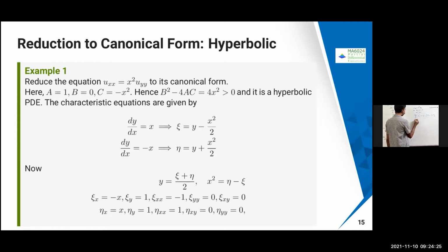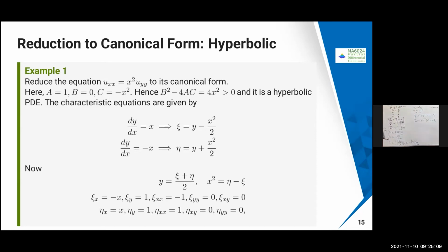Similarly, for the other case, in the eta case, you are going to get dy by dx equal to, here there is a minus, therefore it is going to become minus x. Remaining things are the same. Therefore, eta is going to become y, and since there is a minus, we get y plus the integral of x dx. In the eta case, it is y minus the integral of b minus square root of b square minus 4ac by 2a dx. Here there is a minus, therefore it is going to become plus. So it is going to become y plus x square by 2.